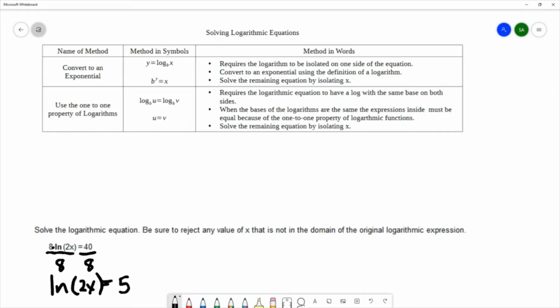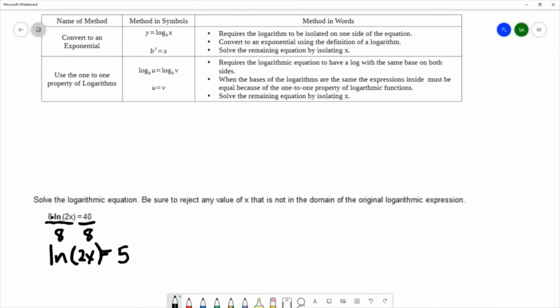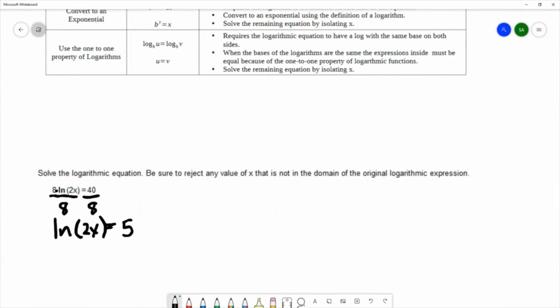So now we have our log isolated on one side of the equation, and now we're going to convert to an exponential. To convert to an exponential, we need to know what base we have on our log. We're using the symbols ln, which stands for natural log, and natural log is having a log with base e, the natural base. So these symbols ln are equivalent to log with base e of 2x equals 5.